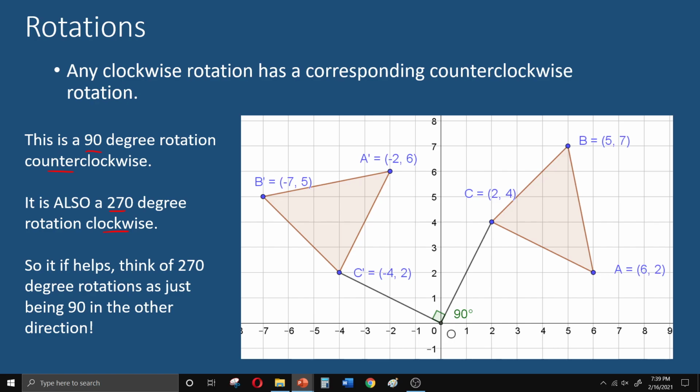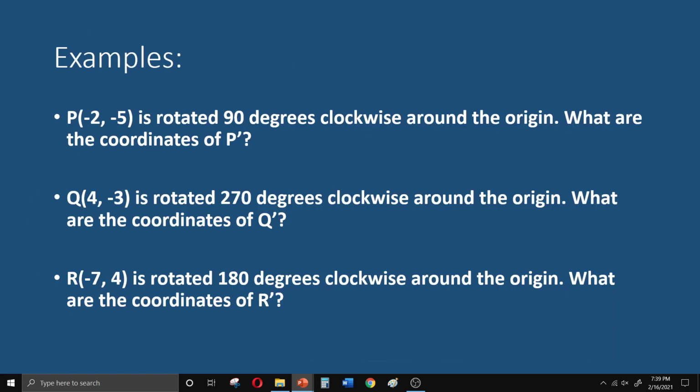That covers rotations. You may want to try a few examples if you want to pause the video at this point and make sure you can get these answers. And then I will catch up with you.